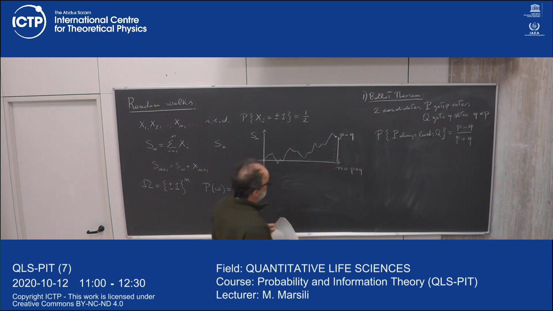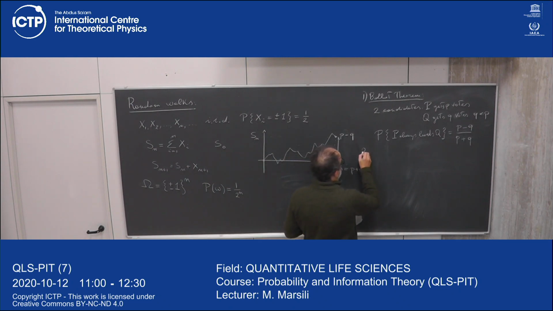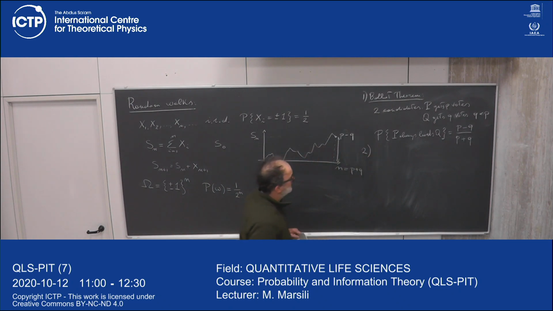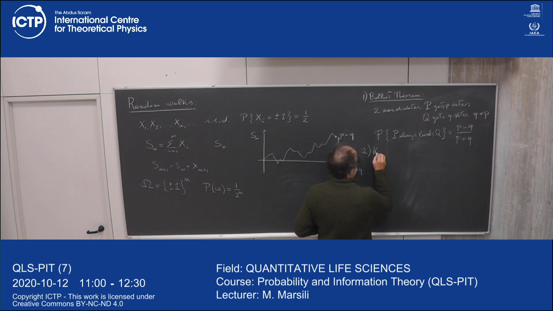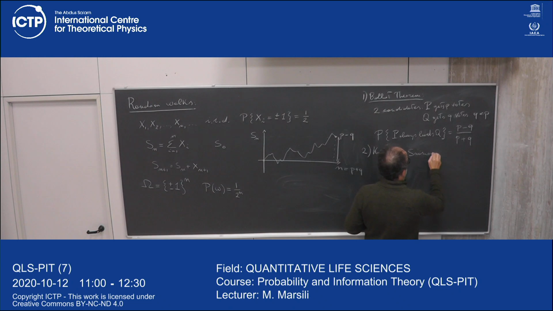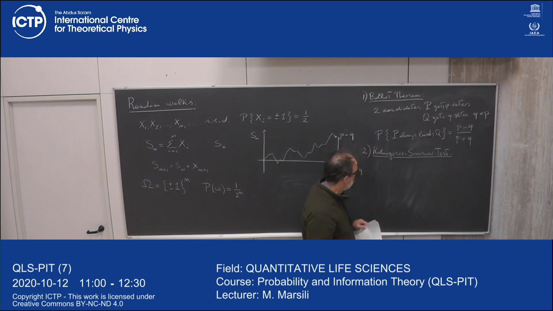So the second interesting example of random walks is what is called the Kolmogorov-Smirnov test. So what is the problem? Okay, so the problem is the following. So imagine that you have two samples.